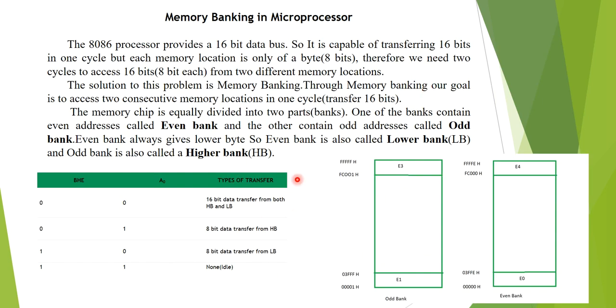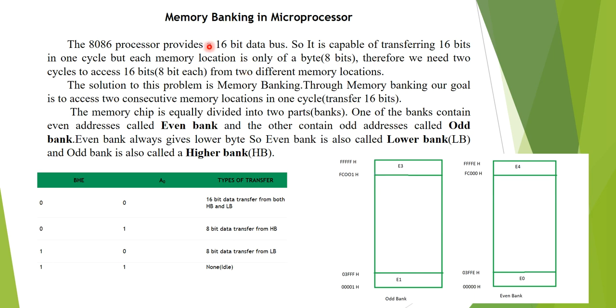Now next we consider the memory banking in the microprocessor. As we know, in any memory location we can store only 8-bit data, but the 8086 microprocessor is 16-bit. That means it requires either 16-bit data or 8-bit data. So if a single memory chip is used, at a time we can access only one memory location. That means at a time we can read only 8-bit data from the memory.